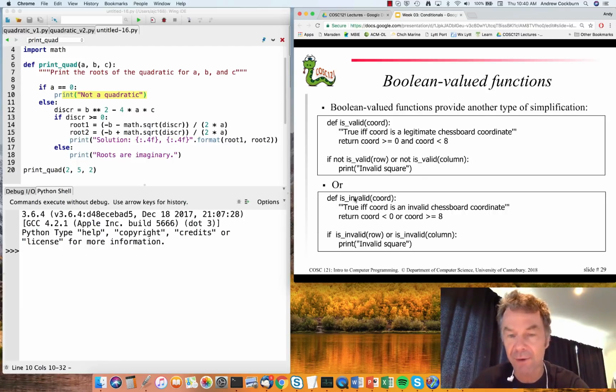Or we might think it's simpler, and I think it is simpler, to write the function as determining whether the row or column is invalid. So we can rewrite the function as isInvalid coordinate, return true if the coordinate is an invalid chessboard coordinate. So this time we'll return the truth of the coordinate is less than 0 or the coordinate is greater than or equal to 8. All of those would be invalid coordinates. And now we can write our expression very nicely, and I think most simply, as if isInvalidRow or isInvalidColumn will print invalid square.